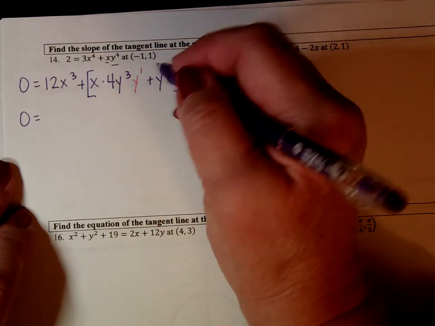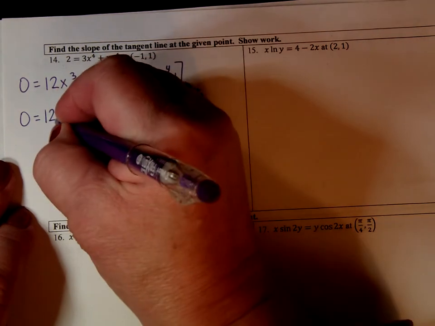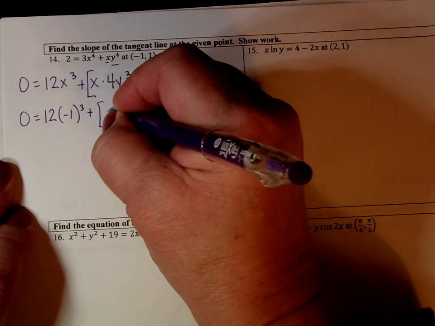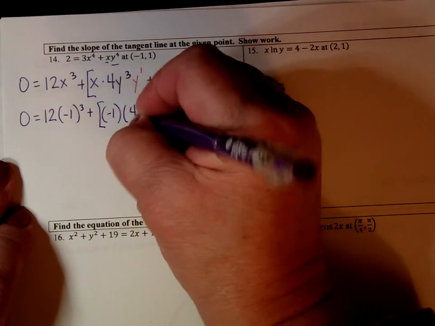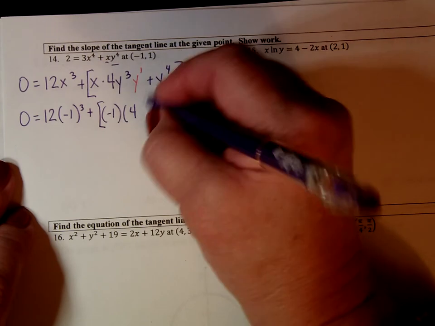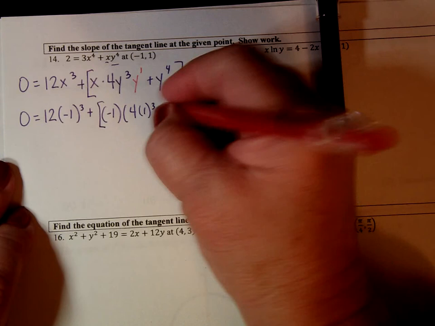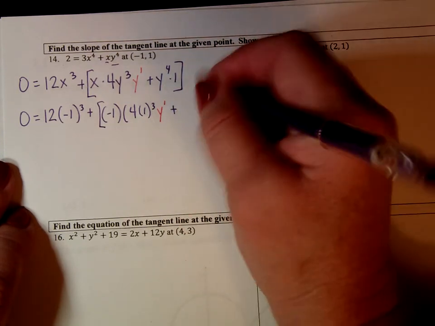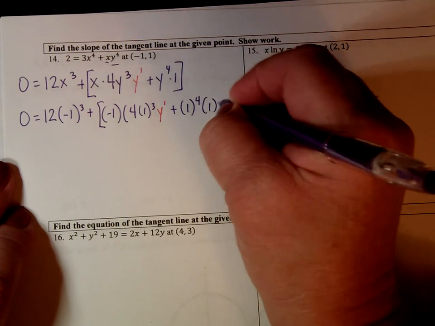X is negative 1. 12 times negative 1 cubed plus negative 1 times 4 times y cubed, 1 cubed, y prime. Don't know what that is, right? That's my unknown. Plus y to the 4th, 1 to the 4th, times 1. Just plugging in the x's and y's they gave me.